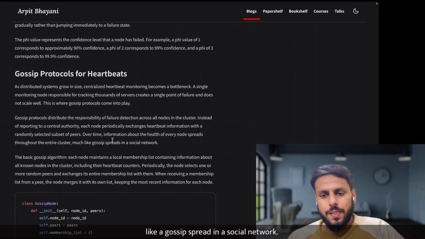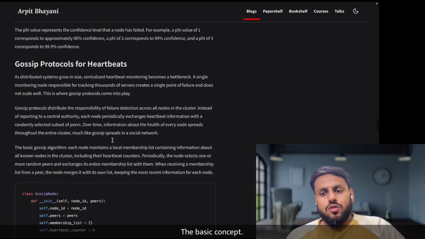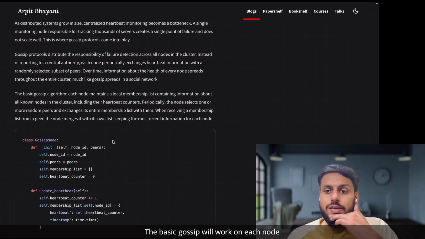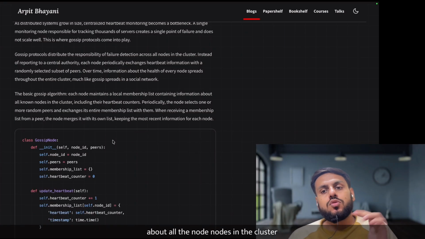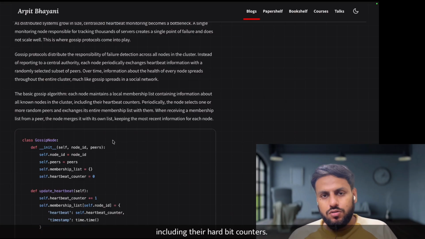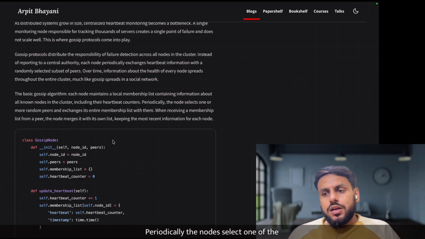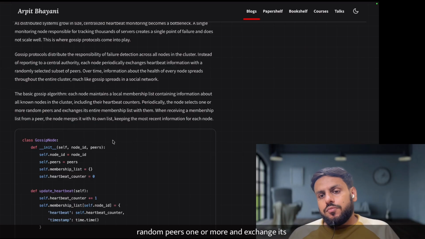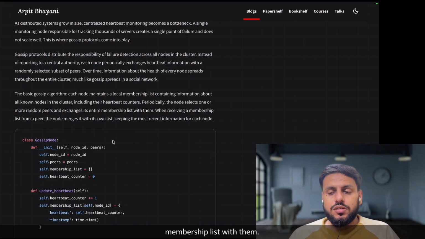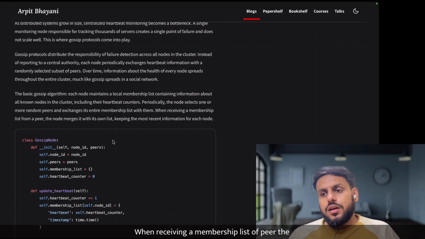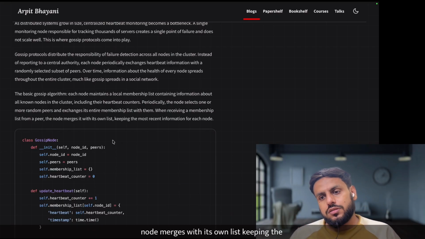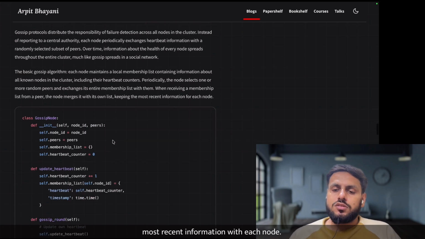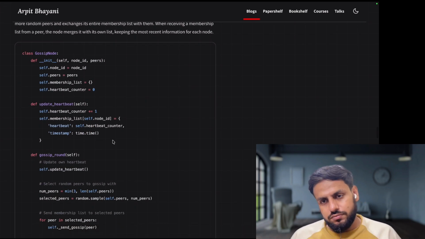In the basic gossip algorithm, each node maintains a local membership list containing information about all the known nodes in the cluster, including their heartbeat counters. Periodically, the node selects one or more random peers and exchanges its entire membership list with them. When receiving a peer's membership list, the node merges it with its own list, keeping the most recent information for each node. So here is what the code looks like.